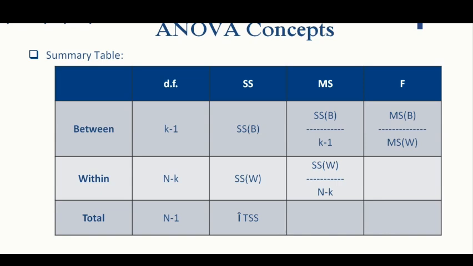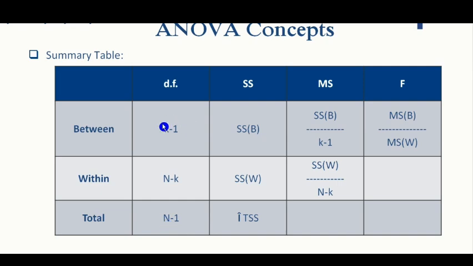This is a famous analysis of variance table. You have the source of variation, which is between treatments and within or error. Then the next column is degrees of freedom. The total degrees of freedom is n minus 1.